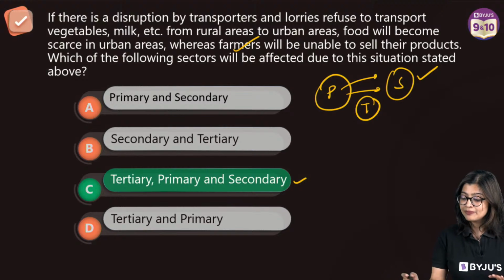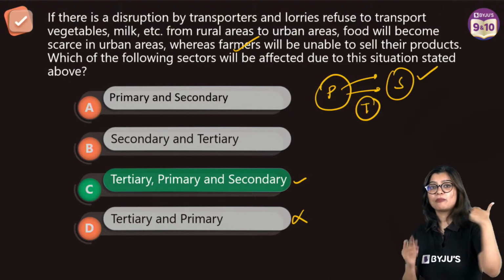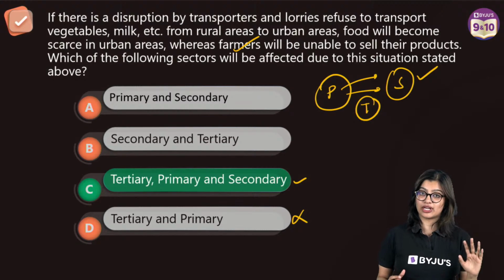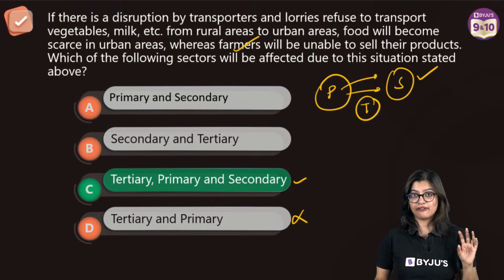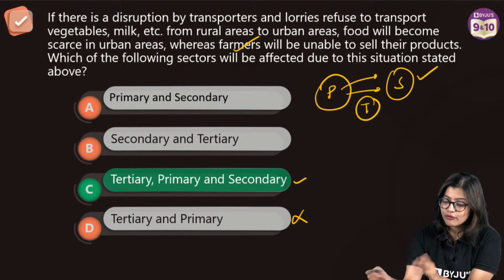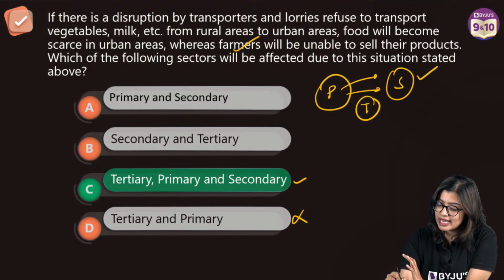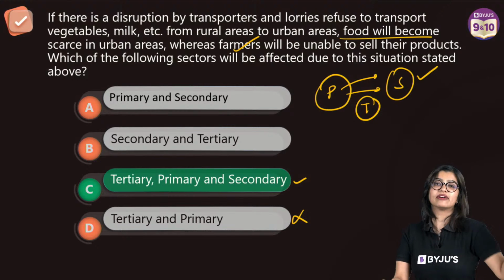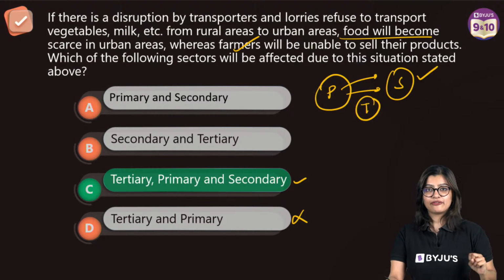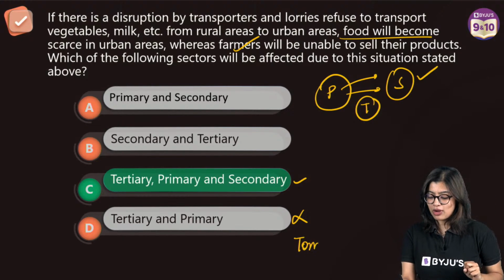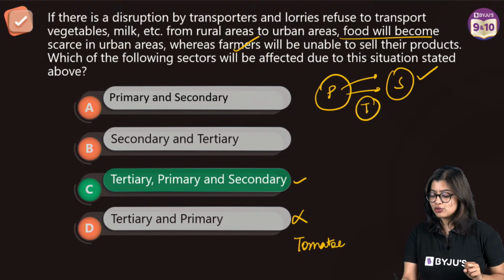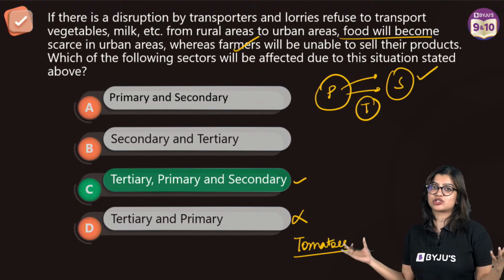Why not D? Because although from this question you can directly infer that your primary and tertiary sectors are getting affected, you know that the food, right? You know that the food that is there. Let's assume that whatever food it be, some of it is also needed for manufacturing. For example, you have tomatoes, right? You will use tomatoes to nicely make some tomato chutney at home.